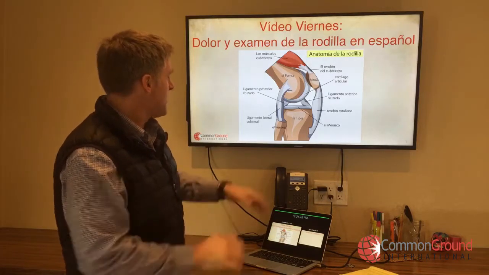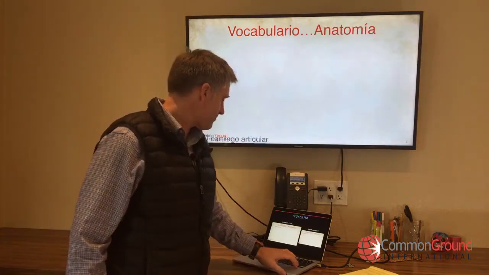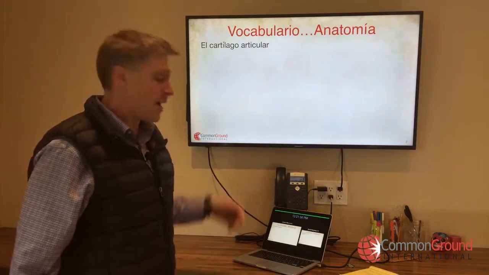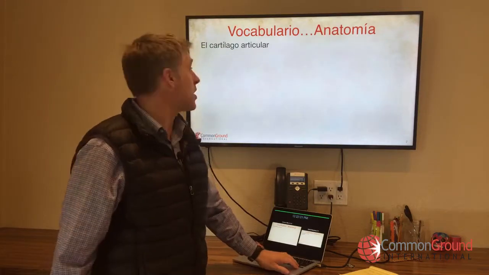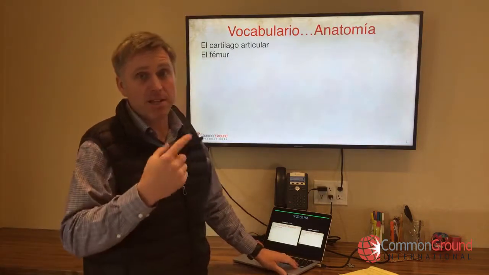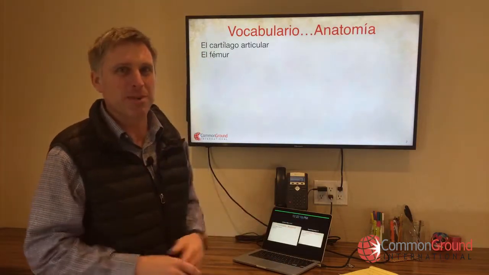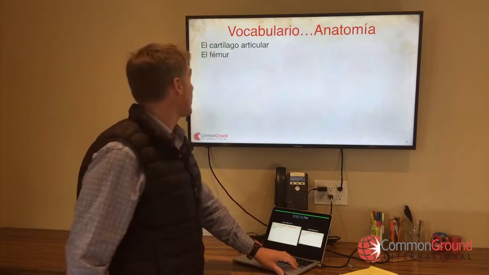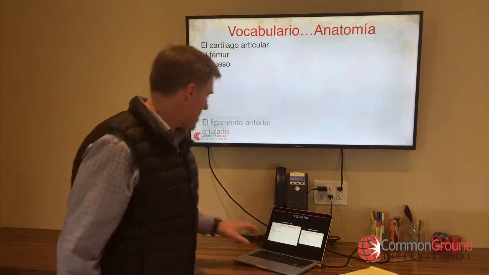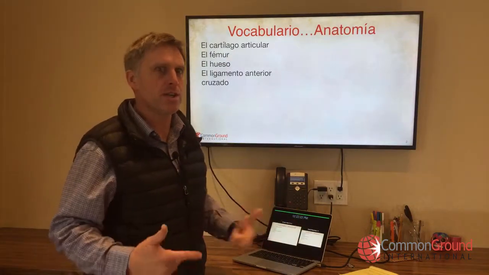Vamos a continuar con anatomía. Anatomía de la rodilla. Tenemos cartílago articular. So, cartilage, right? Articular cartilage. El fémur, with an accent. The image on the first page, I didn't get it off to our designer with proper spelling, so my bad. Okay, el femur. El hueso, bone. Y el ligamento anterior cruzado, so ACL, anterior cruciate ligament.